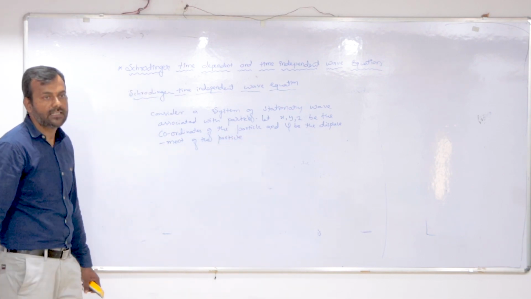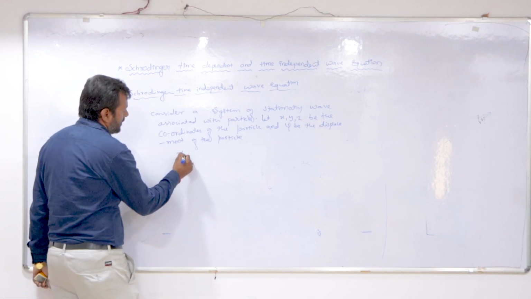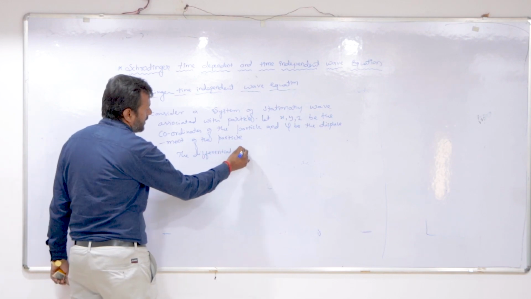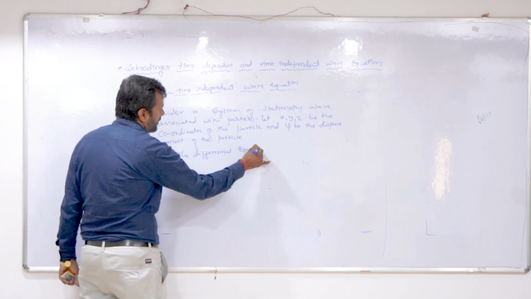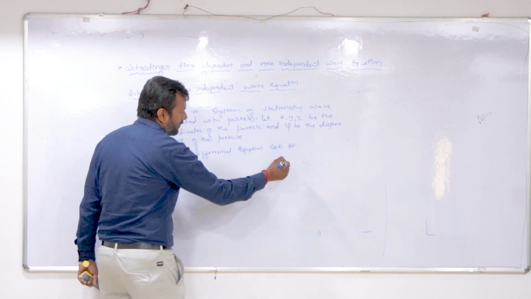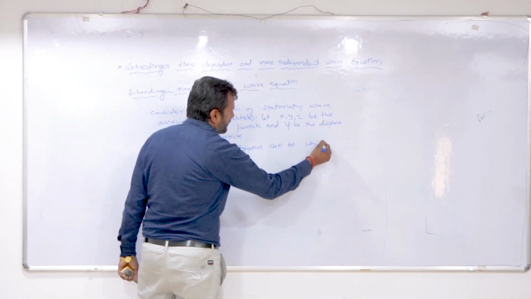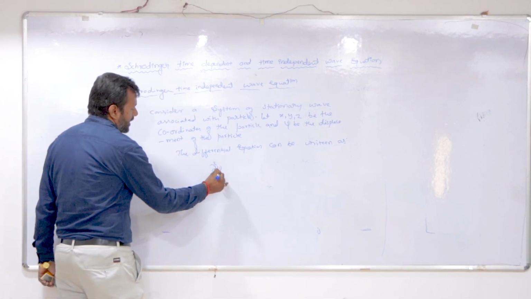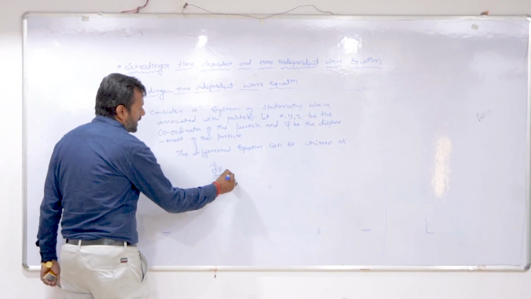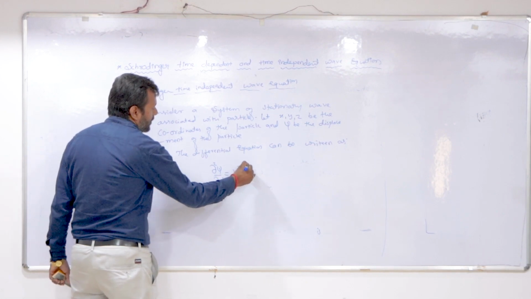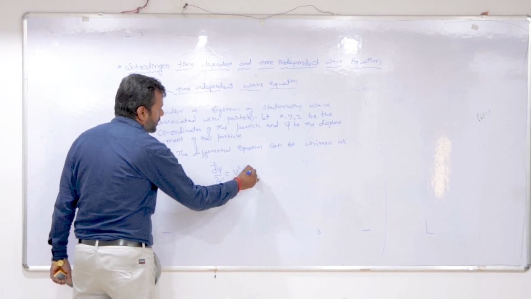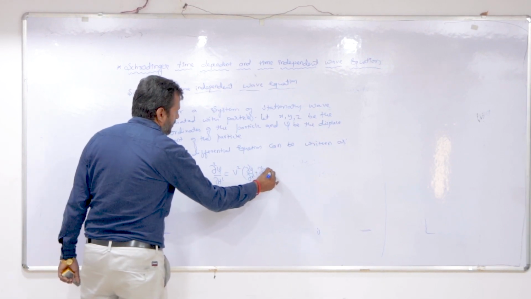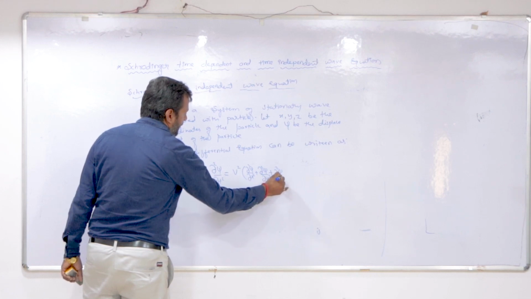So the differential equation can be written as dou square psi by dou t square is equal to v square into dou square psi by dou x square plus dou square psi by dou y square plus dou square psi by dou z square.